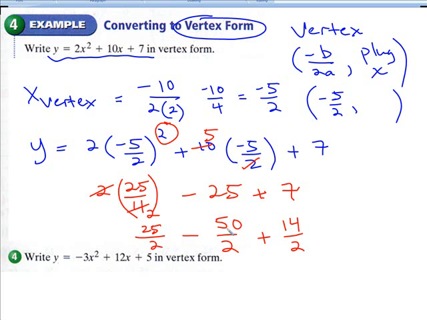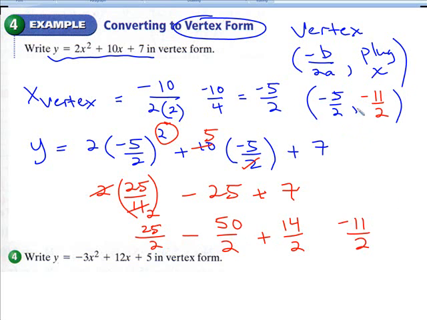So we simplify all this now. This will give me negative 25 over 2 plus 14, which leaves me with negative 11 over 2. So the y value of the vertex is negative 11 over 2. Okay, so we've just found the vertex.